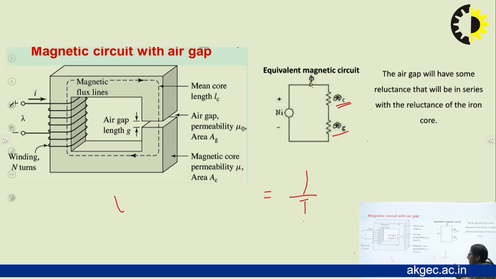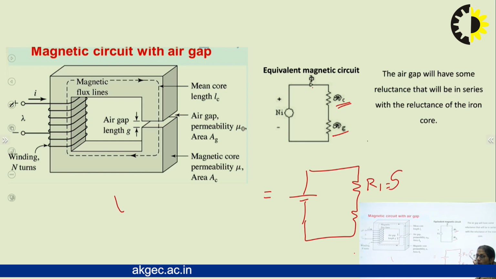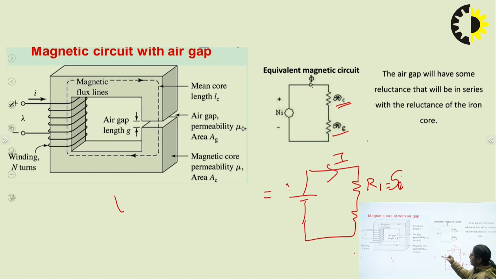I'm having a source. Then how many resistances? Two resistances, R1 and R2. R1 is representing the reluctance for the iron path and R2 is representing the reluctance for the air gap. The current flowing is I and I'm having a voltage source E. So this is the electrical equivalent.